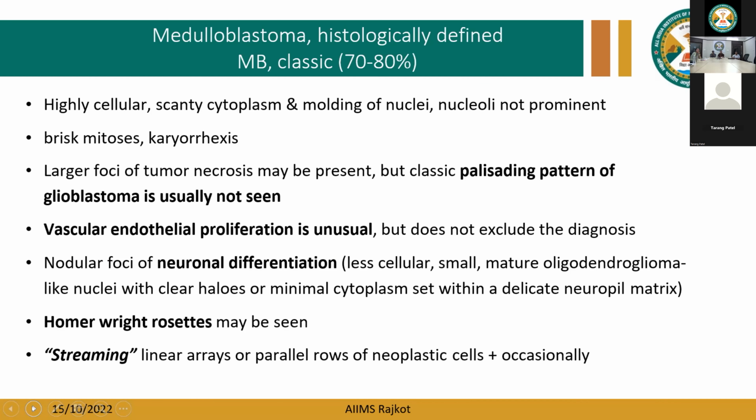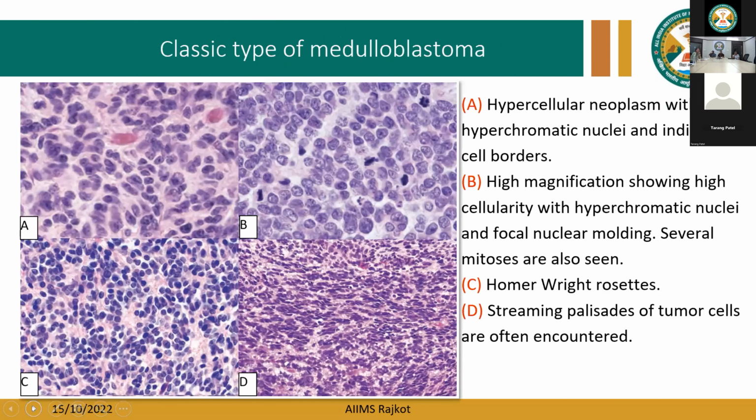Now we'll go to the histopathology of the classic type. They will be highly cellular, molding of nuclei will be seen, brisk mitosis, karyorrhexis will be there. There will be focal tumor necrosis, but there will be no palisading pattern of glioblastoma. Vascular endothelial proliferation is unusual, but even if it is present, it will not exclude this diagnosis. There can be neuronal differentiation, Homer Wright rosettes, and streaming. Here you can see the nuclear molding, some Homer Wright rosettes, as well as the streaming.